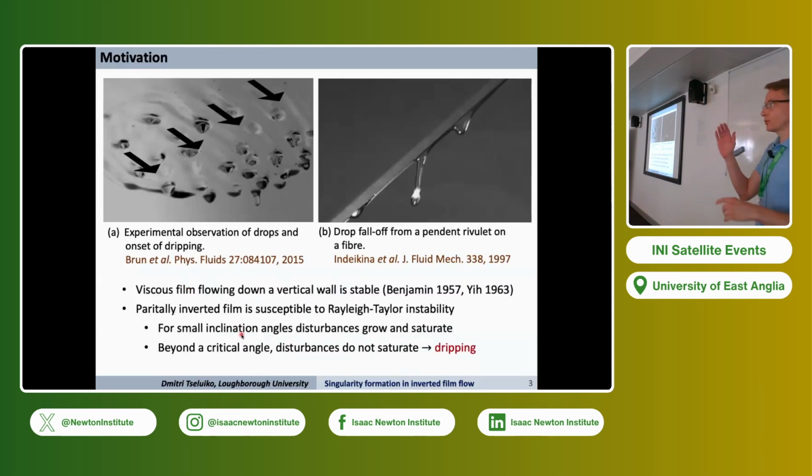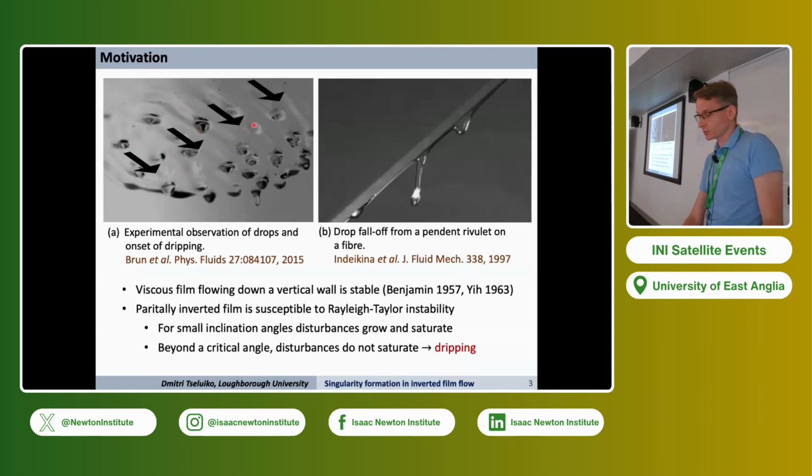So if we consider first a liquid film flowing down a vertical wall under the influence of gravity, then it is well known that in the absence of inertia, the flow is stable. This is a well-known result by Benjamin and Yih. But if the angle is increased beyond the vertical value, the film becomes partially inverted and thereby susceptible to the gravitational Rayleigh-Taylor instability. The linear disturbances initially grow, and then they become dominated by nonlinear effects, and eventually they saturate into traveling localized waves or droplets, as can be seen in the experiments of Brun et al.